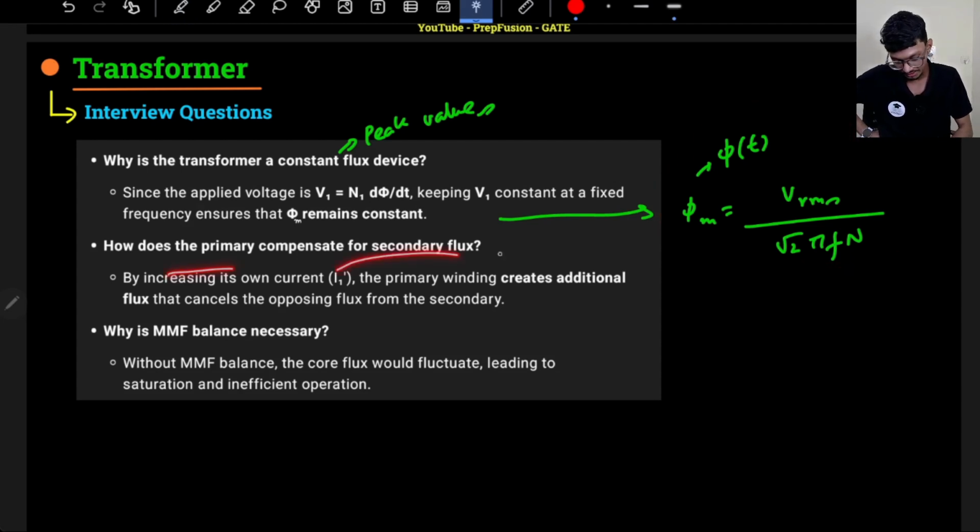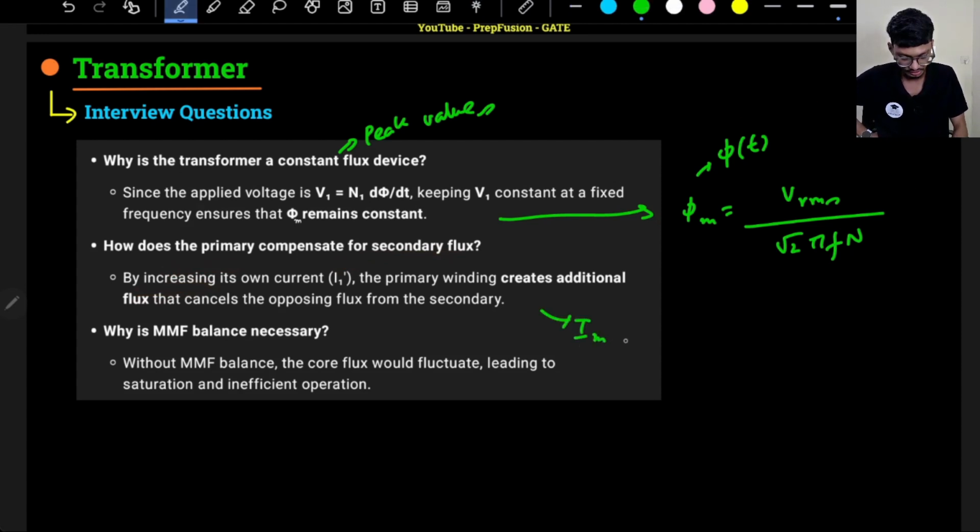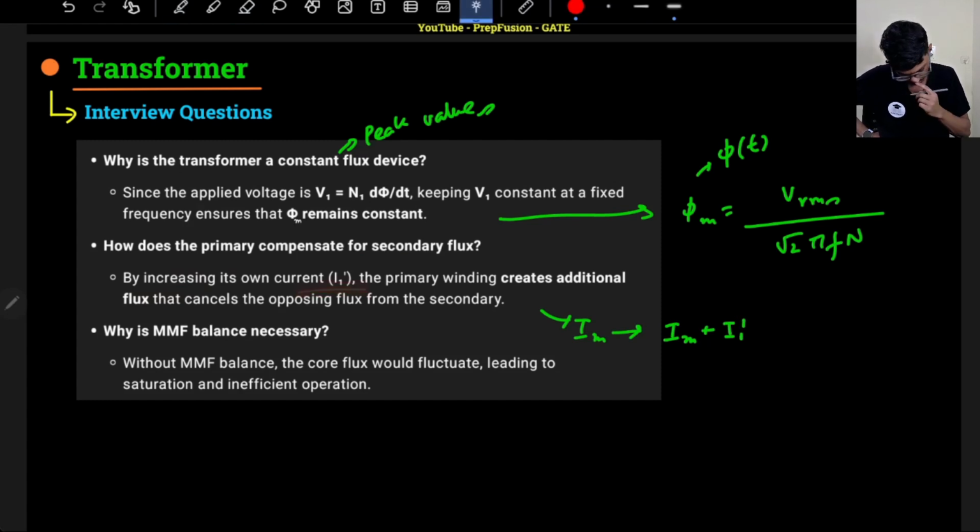How does the primary compensate for secondary flux? By increasing its own current. Previously the primary was taking only the magnetizing component of current. Now it increased from Im to Im plus I1 dash. That is the I1 dash current.